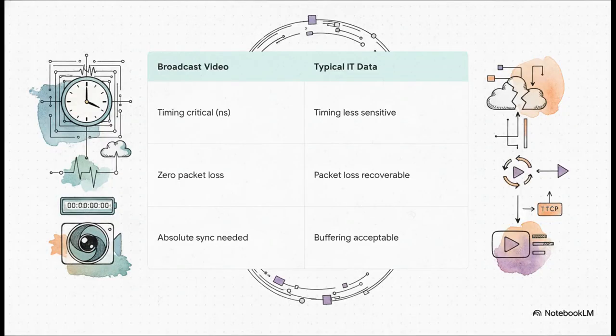And this slide really gets to the core of it. You know, in the IT world, if a packet gets lost, TCP just goes, oops, let me resend that. You might see that little buffering wheel for a second on a stream, but it's not the end of the world. In a live broadcast, that's a black frame on millions of TVs. There is no resending. You need absolute, frame-perfect synchronization measured in nanoseconds, and zero, and I mean zero, packet loss is acceptable. It is a world of insane precision.